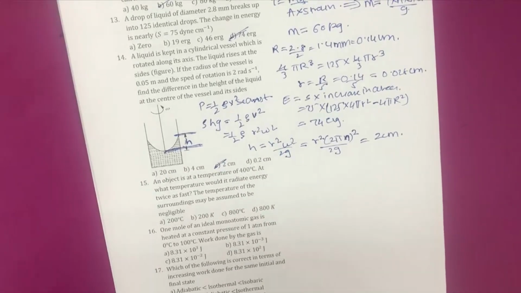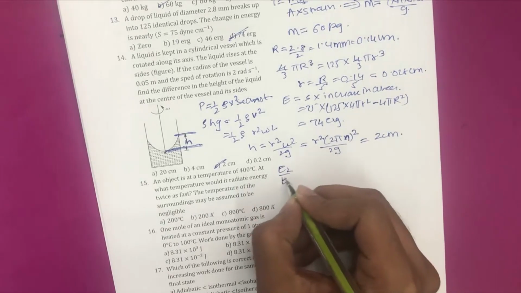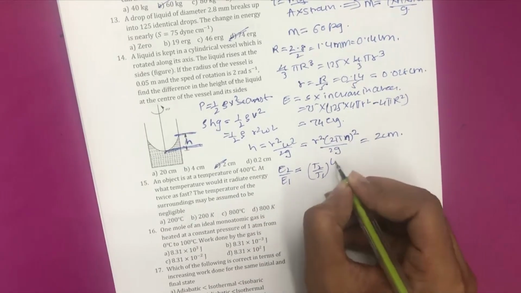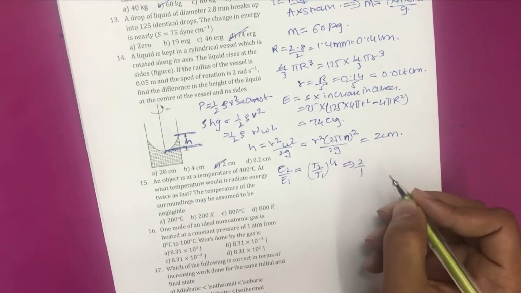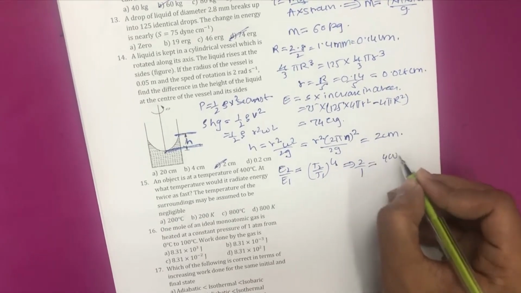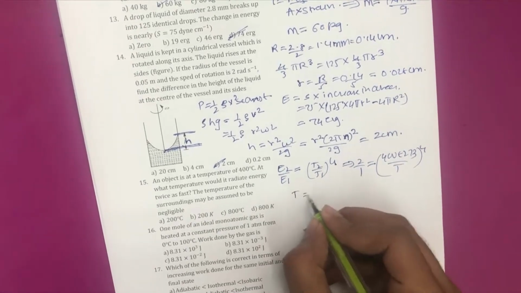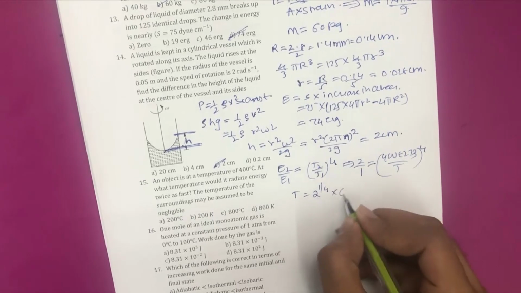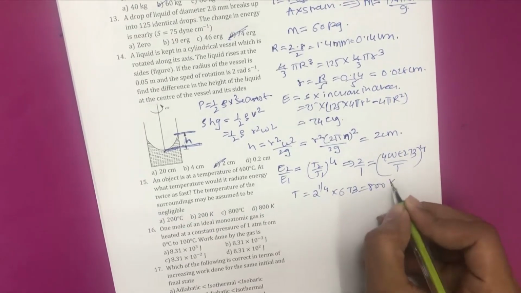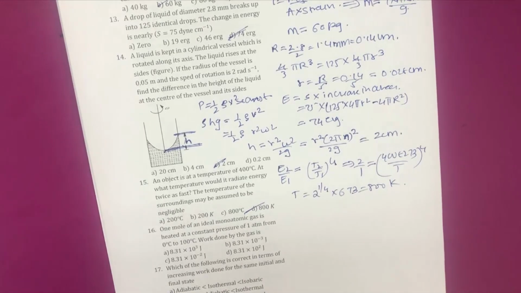Question 15. An object is at a temperature of 400 degrees Celsius. At what temperature would it radiate energy twice as fast? The temperature of the surrounding may be assumed to be negligible. So here E2 by E1 would be equal to T2 by T1 the whole raised to 4, which is basically 2 by 1 equals 400 plus 273 divided by T the whole raised to 4. So from here we would obtain T equals 2 raised to 1 by 4 multiplied by 673, which will be 800 Kelvin. So 800 Kelvin, that is option D would be your correct answer.